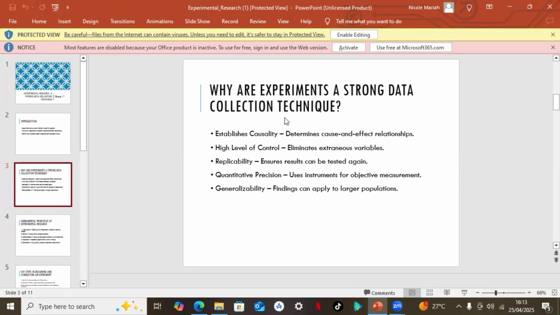Then there is quantitative precision. Participants can be placed in groups randomly, which helps eliminate bias and ensures fairness in comparisons. Then there's generalizability, whereby experimental results are based on measurable data and are less likely to be influenced by personal opinions or assumptions.